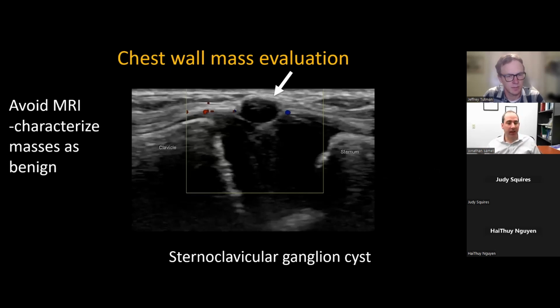This is an odd one, but I feel like we see a few a year, and it's always very puzzling to the referring provider because it's pretty uncommon. But this is a ganglion cyst in a very unusual location. So if you ever see a mass in the region of the sternoclavicular joint, think about sternoclavicular ganglion cyst. It's just a cyst, just as you would in any other area. So just something to keep in the back of your mind.